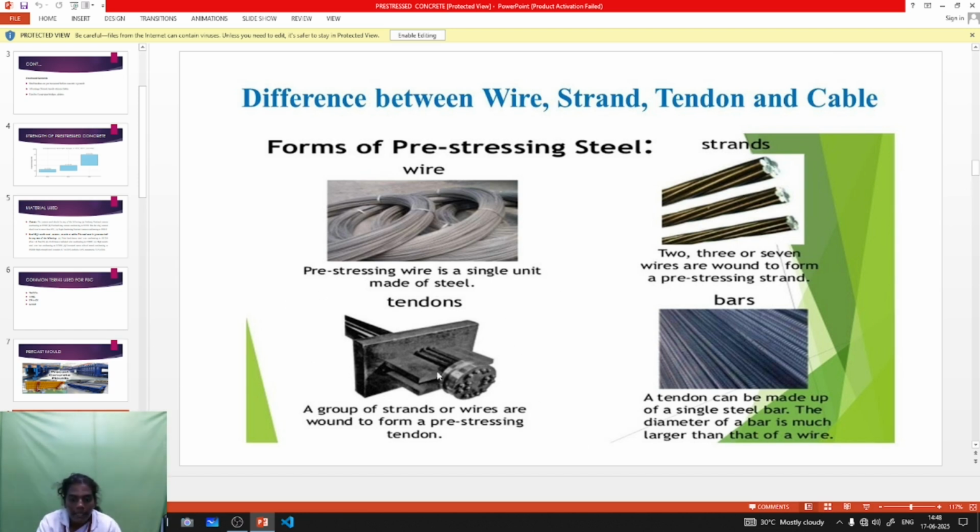Then this is the tendon. Tendon is the group of strands or group of wires. It is also known as a tendon. Tendon is very important for pre-stressed concrete structures. The tendon can be made up of a single steel core. The diameter of the core is much larger than the wire. So wire is the single unit of steel. Tendon is the group of steel wires. One tendon has a group of wires, minimum 2 or 3 or 7 wires.